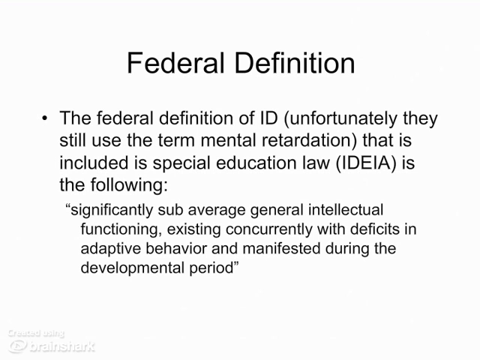Unfortunately, the federal definition of ID is currently under the term mental retardation. And in federal special ed law, in IDEA, it is described in the following way. The student would have significantly sub-average general intellectual functioning, existing concurrently with deficits in adaptive behavior, and manifested during the developmental period. In other words, students with ID have lower IQs and deficits with adaptive behavior, which we'll discuss in a little bit, and all of this is manifested in the developmental period or the early stages of life.